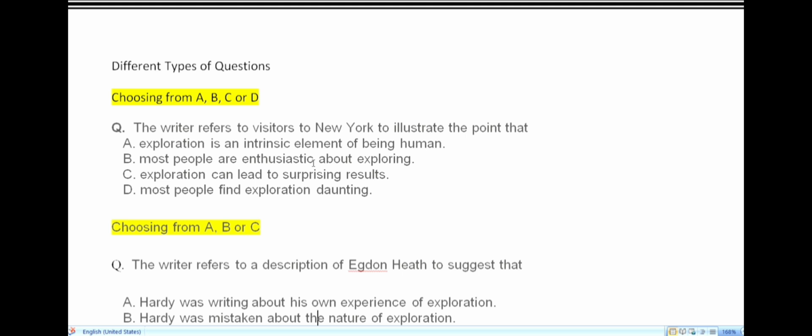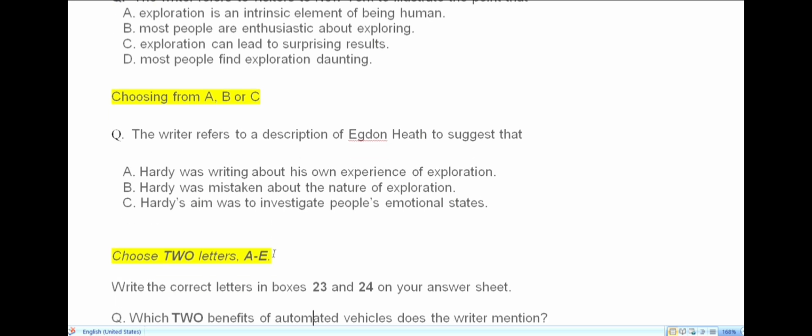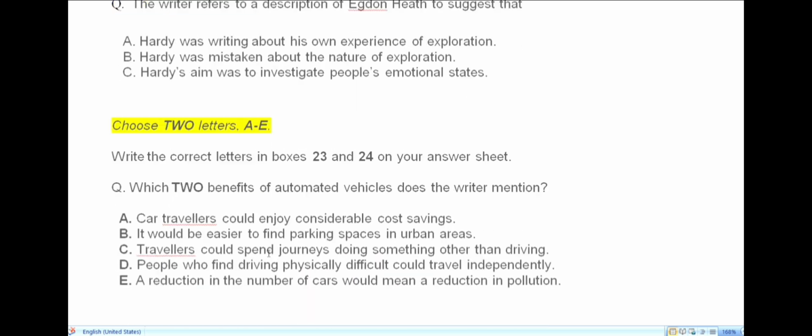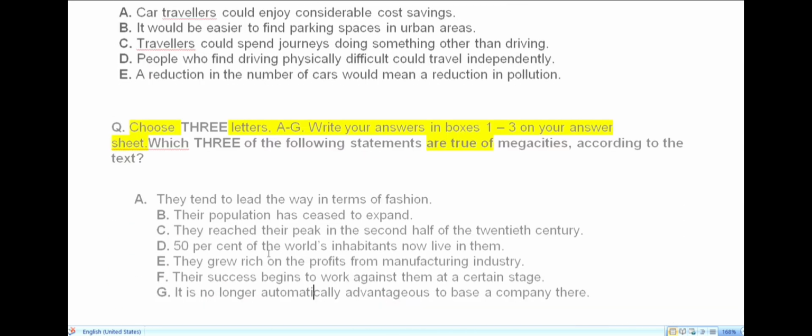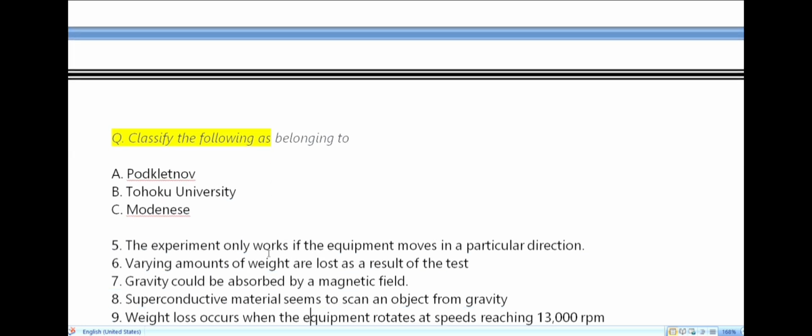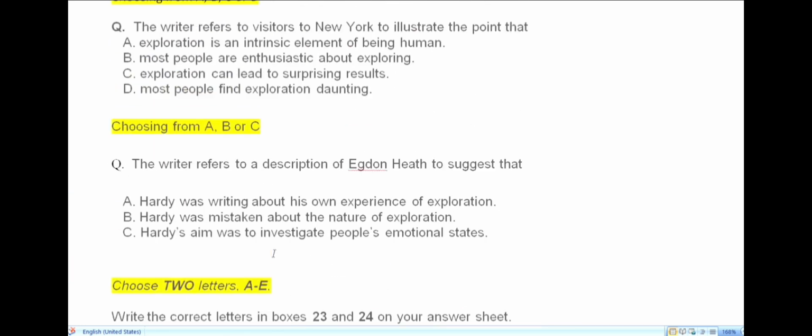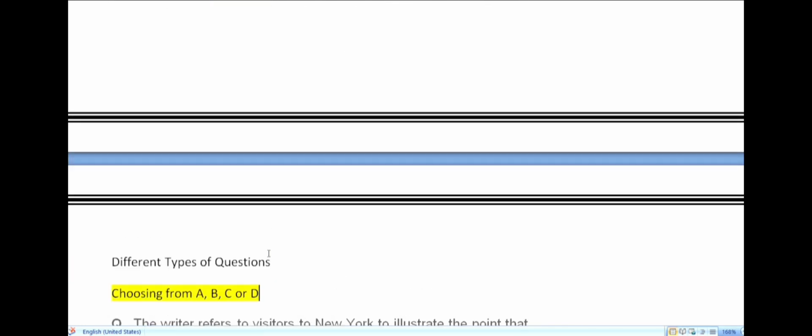Right. So the first one, it is not always the choosing questions. We have 4 different types, and generally there are 5 different types in this category. So the first one is choosing from A, B, C or D options. That means you are given a question.